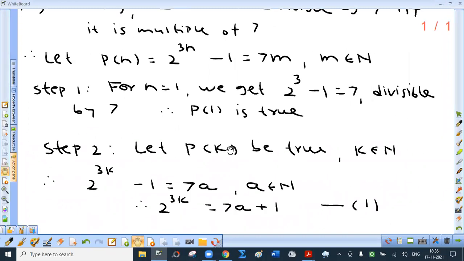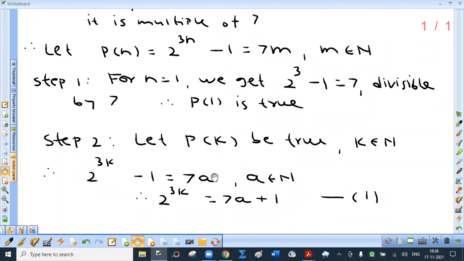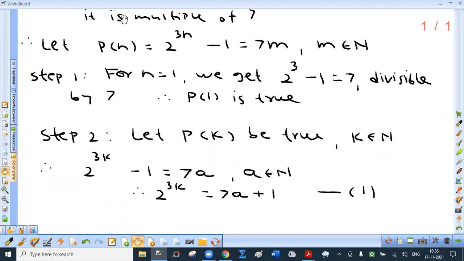Second step, we assume that P of k is true. That is, 2 raised to 3k minus 1 is divisible by 7. So let it be 7a, where a is a natural number. So rearrange the terms. What is 2 raised to 3k? It is 7a plus 1. We have to make use of this. So this is the second step.